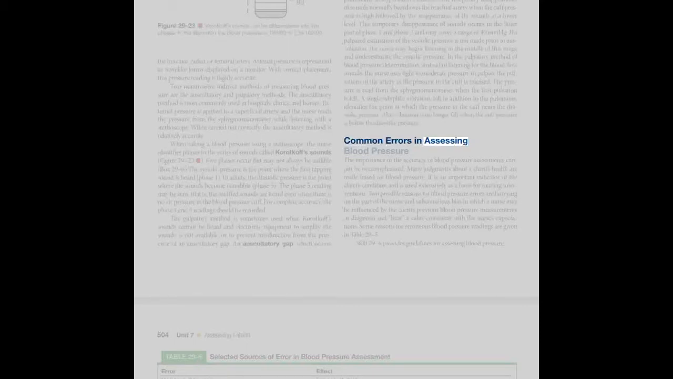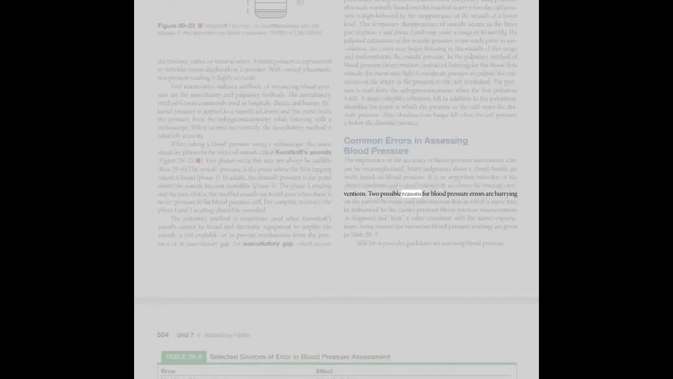Common errors in assessing blood pressure. The importance of the accuracy of blood pressure assessments cannot be overemphasized. Many judgments about a client's health are made based on blood pressure. It is an important indicator of the client's condition and is used extensively as a basis for nursing interventions.